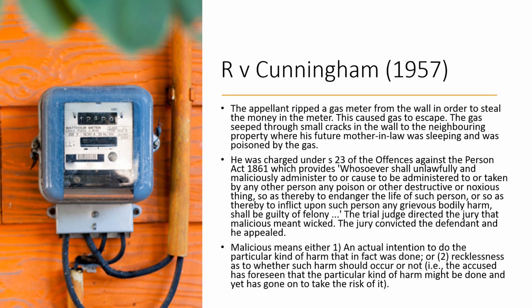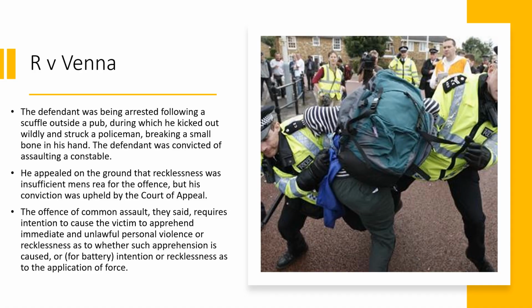Now, the defendant here was not convicted because he wasn't malicious in maliciously administering a noxious substance. Indeed, he wasn't even reckless. Now, reckless needs to be that the accused has foreseen the particular kind of harm and took the risk of it anyway. He didn't know. He wasn't aware of the risks and therefore could not be convicted of the offence. And this is the test for recklessness that we use.